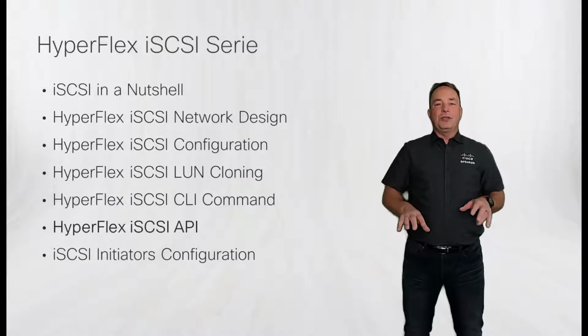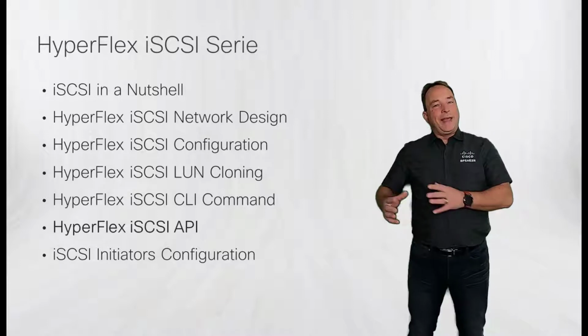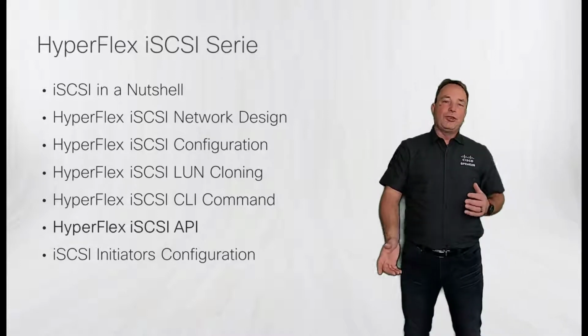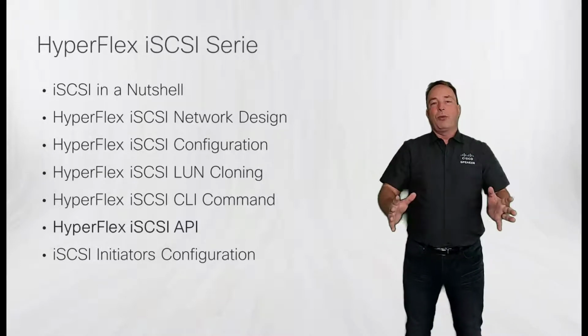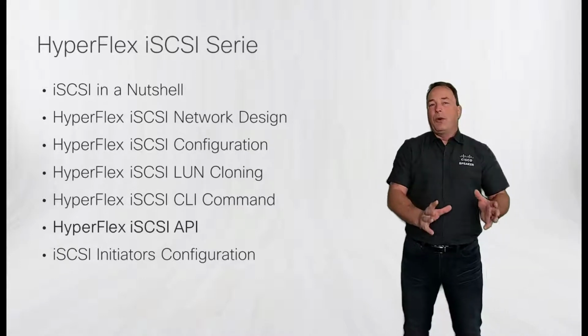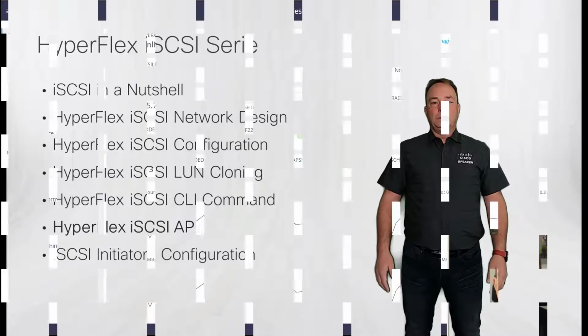In this HyperFlex iSCSI video series, I'm going to show you how to use the HyperFlex iSCSI API. The API is very powerful. You can use it for automation. You can create Python scripts, Go scripts. You can do all kinds of things with it. And especially the iSCSI API is very, very powerful, and you can automate everything that you like.